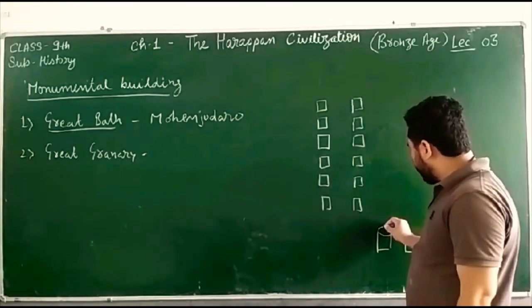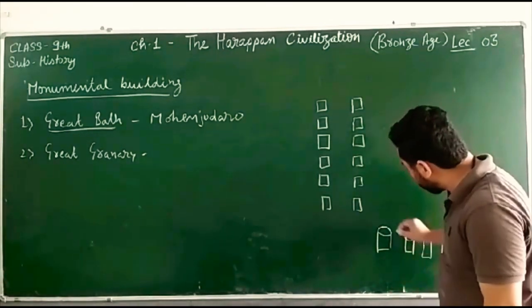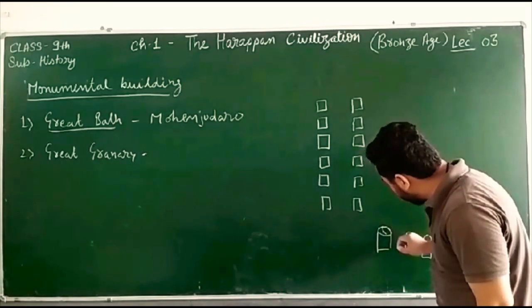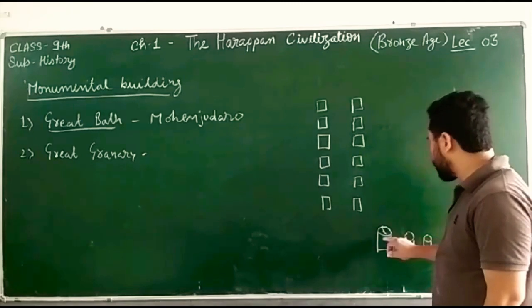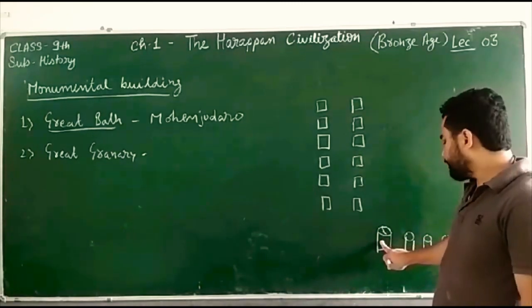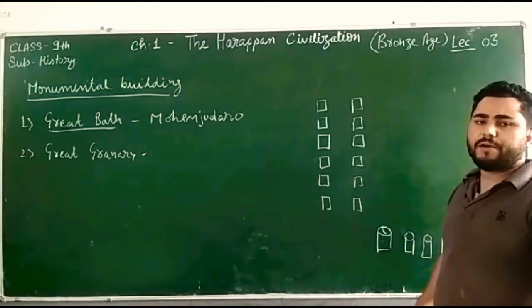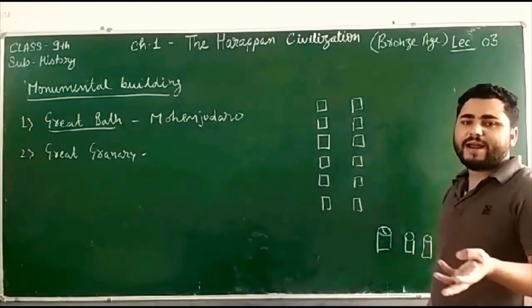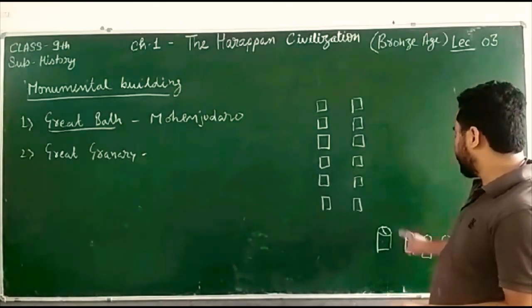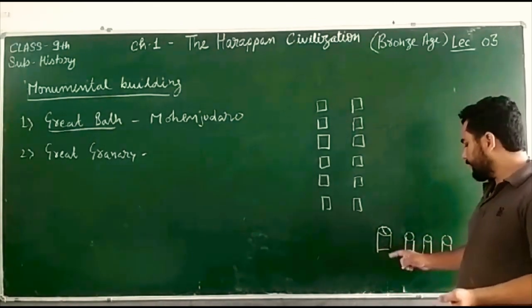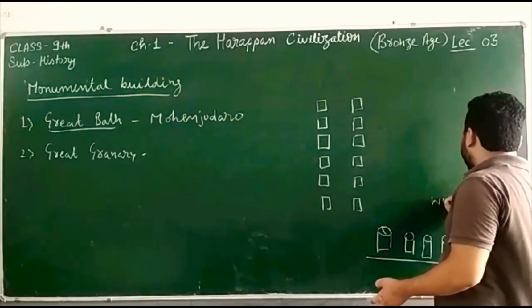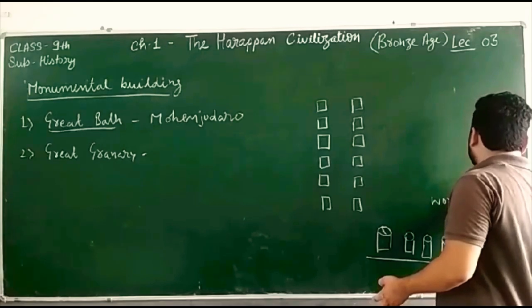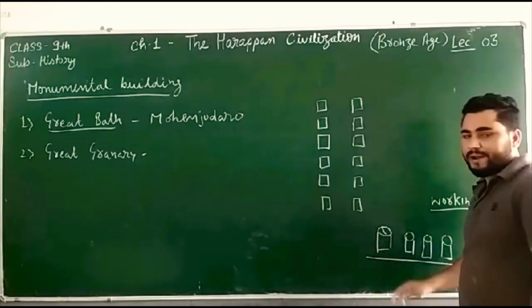How can we say that these were used for thrashing? Because in the faults or crevices of these platforms, we have found barley and wheat seeds, right? So that is why we conclude that this was a working area where the wheat and barley were threshed.